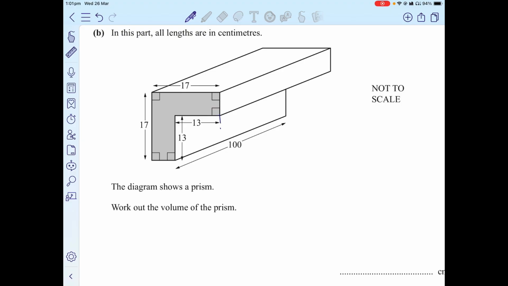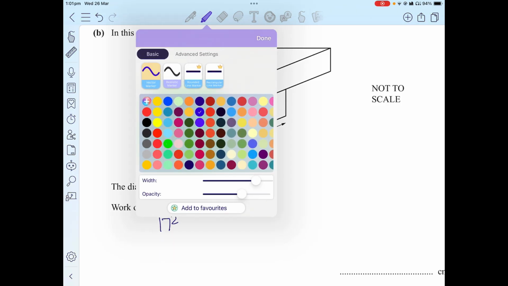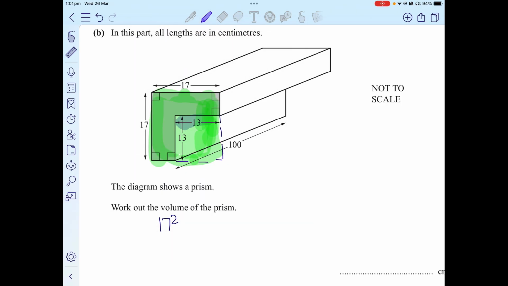Imagine that this entire thing was a square. What will be the area of that square? It will be 17 squared. Let me just highlight it. So this entire thing I'm referring to is, let's say, 17 squared. Of that thing, I'm going to remove this 13 squared part. If I'm removing this 13 squared, I would only get the other part which I really need to find. Okay, I hope what I'm trying to say is clear.